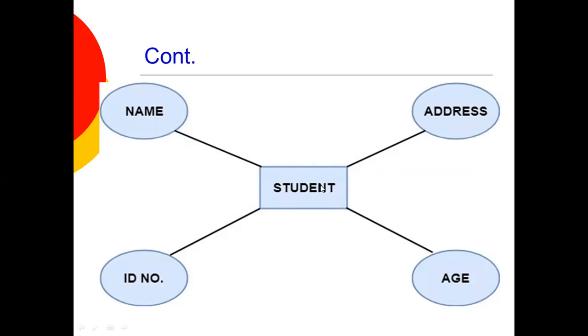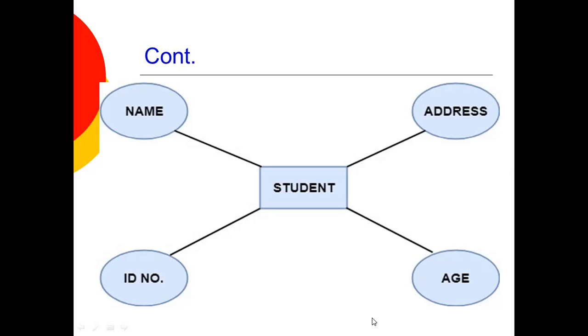So we can say this student entity has a number of attributes. These are the characteristics of a particular entity. If we combine all these, name, address, age, ID number, then this will form an entity set. And these are called the attributes: name, ID number, age, address.